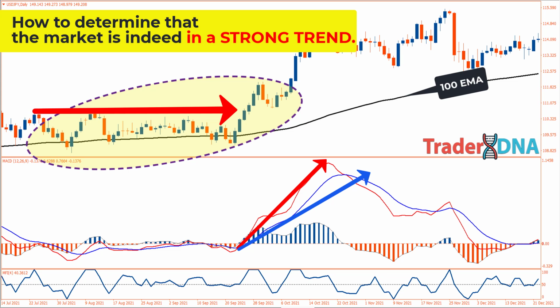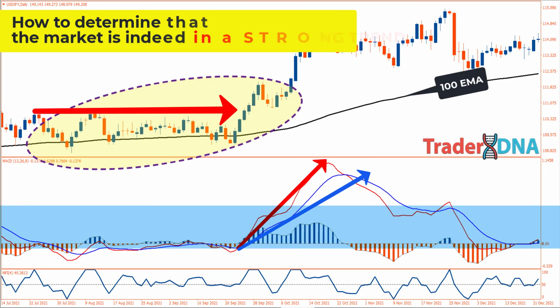Now, let's explore strong bullish market conditions. From these examples, you should clearly understand how to differentiate between a strong and weak trend using the MACD indicator. Next, we will discuss trading signals, which determine the optimal timing for entering the market and opening buy positions. Money Flow Index, or MFI, is the best trading signal.